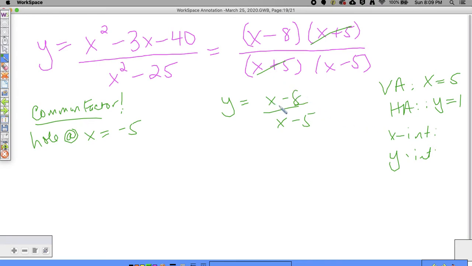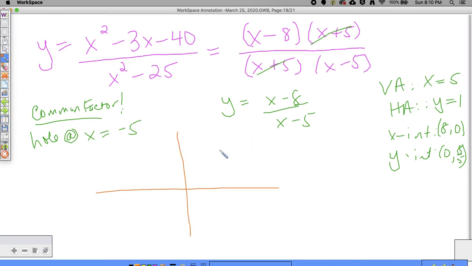My x-intercept, if you recall, is when my numerator is equal to 0. So that's going to be at 8. So we're at (8, 0) for my x-intercept. And then my y-intercept is when x equals 0. So if I put 0 in here and 0 in there, I get negative 8 over negative 5, and I get positive 8/5. So I get (0, 8/5). So I have this funky-looking graph, and let's go see what this sucker looks like, okay?